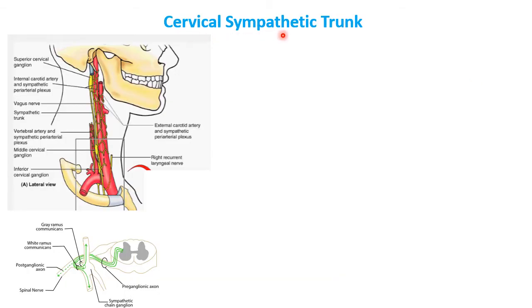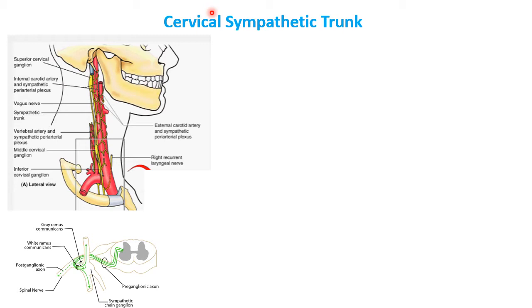Now let's start with the cervical sympathetic trunk. This is very important if we want to understand Horner syndrome, so we need to do this in detail to be able to understand that. The cervical sympathetic trunk, as we just discussed, is sandwiched between the prevertebral muscles, which are the longus capitis and the longus colli, and the carotid sheath.